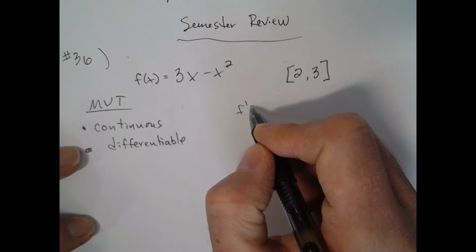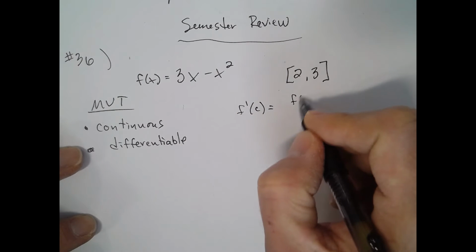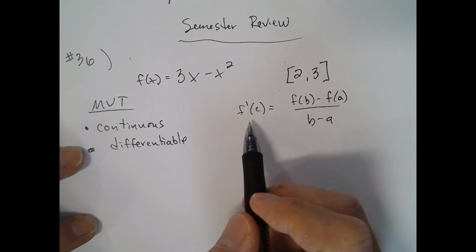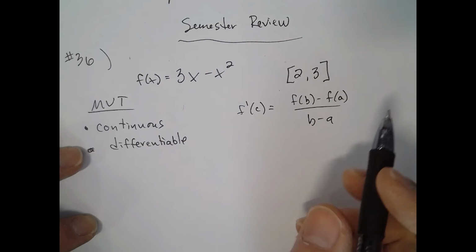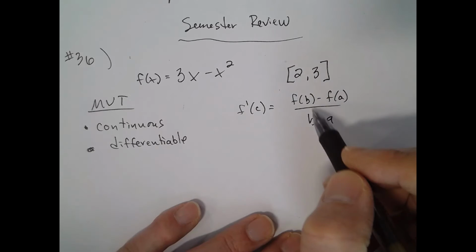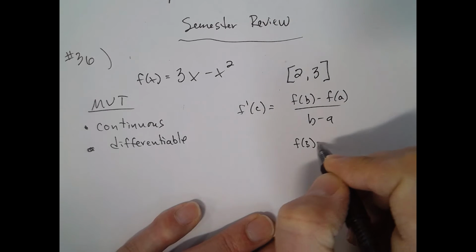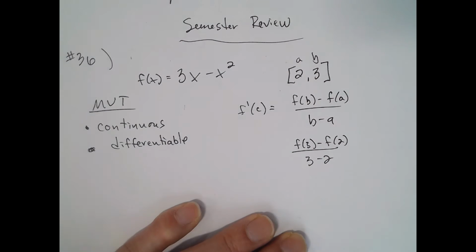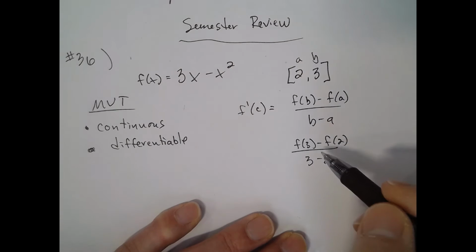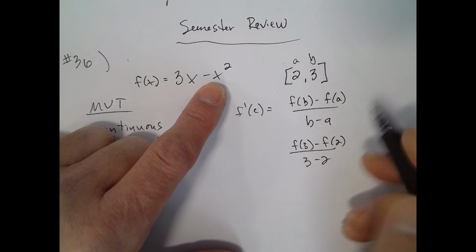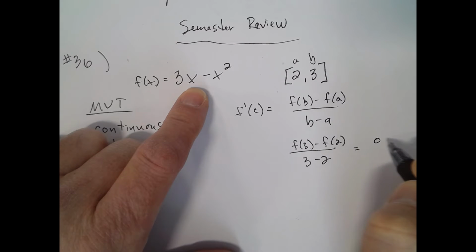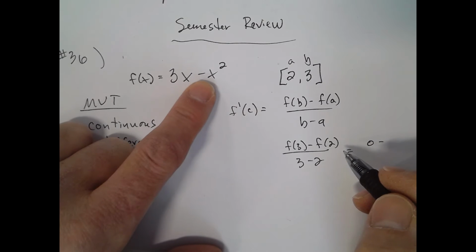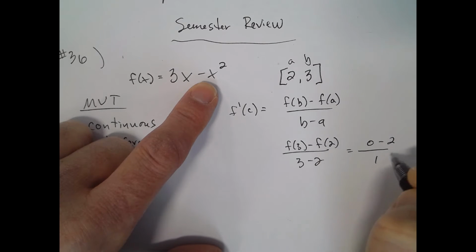Because we know the mean value theorem applies, there has to be some c in the interval where the instantaneous rate of change is equal to the average rate of change. So we're going to find the average rate of change, which is just f of 3 minus f of 2 over 3 minus 2, because this is A and that's B. So f of 3, 9 minus 9 is 0, minus f of 2, which is 6 minus 4, which is 2, so we get negative 2.